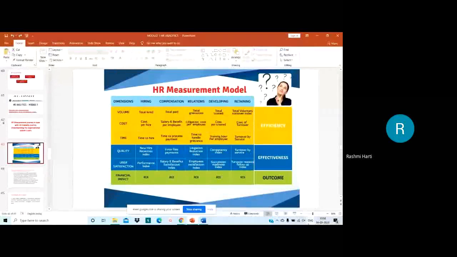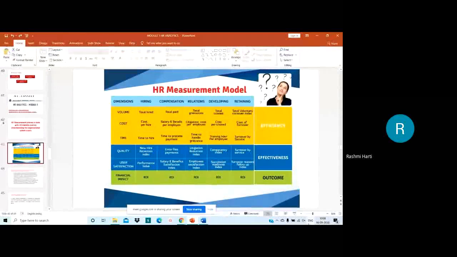The same way with time to hire. You should have minimal time to hire and hire the best quality candidates in the required quantity. In compensation, time to process the payments: the salary should be paid on time, benefits should be received on time by the employees, and give the right pay to the right employee. Very important. Then relations: time to handle a grievance should be very, very short. First of all, you should see to it that grievances do not arise. If they arise, you should see to it that they are immediately resolved.